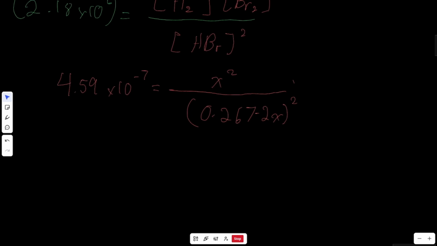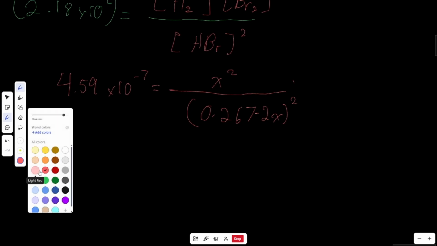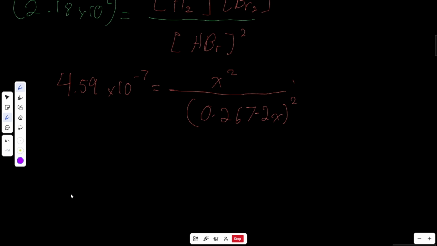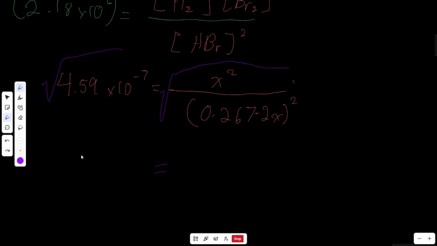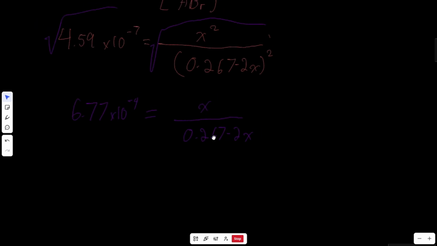Now, same thing. Since they're both squared, we can take the square root of each side. So let's use the purple pen. We'll get the square root of both sides, and we'll be left with the square root of 4.59 times 10 to the power of negative 7, which is approximately 6.77 times 10 to the power of negative 4. And this will be equal to x over 0.267 minus 2x. Alright, and now we're going to further simplify.